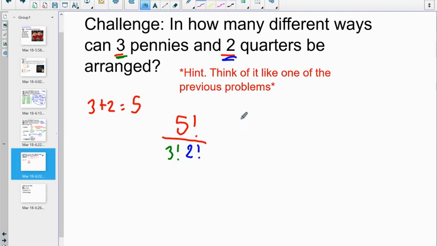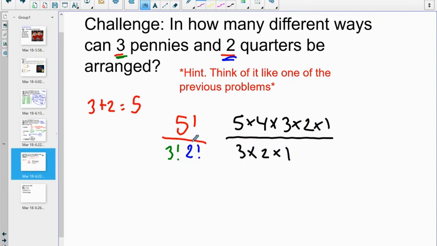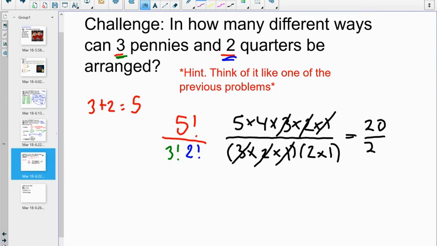So now if we write that out, we have 5 times 4 times 3 times 2 times 1, which is 5 factorial, over 3 times 2 times 1. 3 factorial is right there. Then we have 2 times 1. And I'm going to cancel these out because they're going to be the same. So then we're left with 20 over 2, because 5 times 4 is 20, and 2 times 1 is 2. And 20 over 2 is just 10. So we know there's 10 different ways to arrange those 3 pennies and 2 quarters that would make them different and unique.